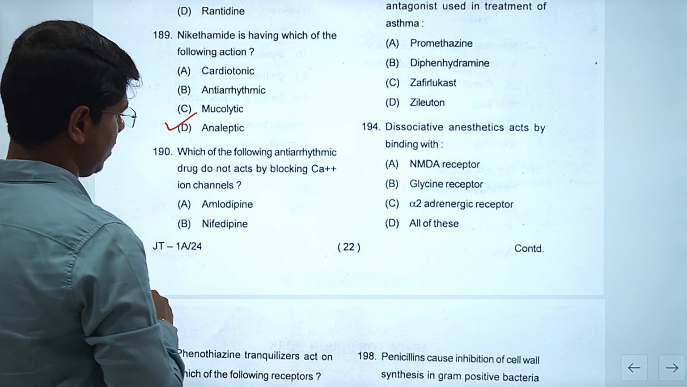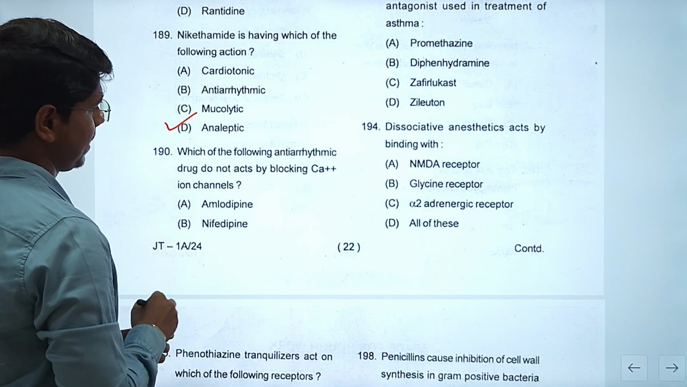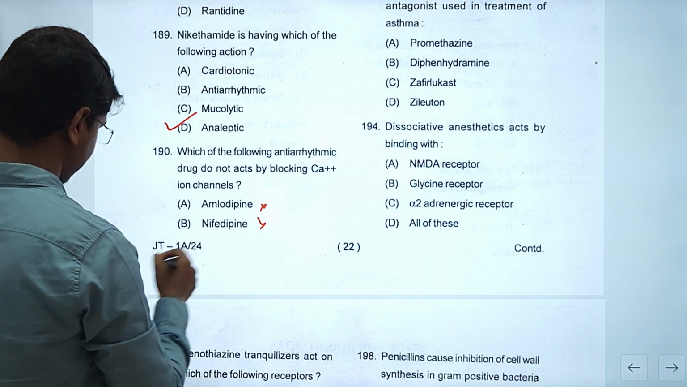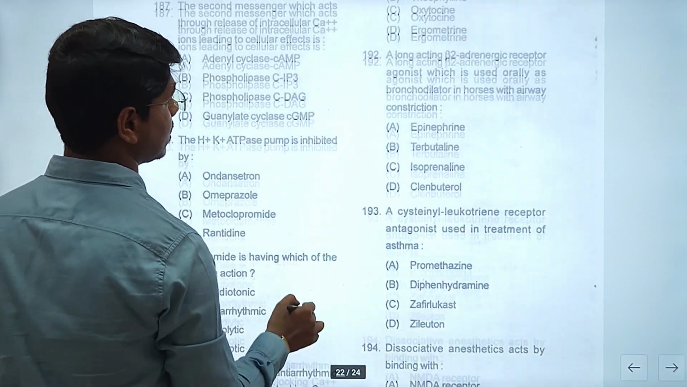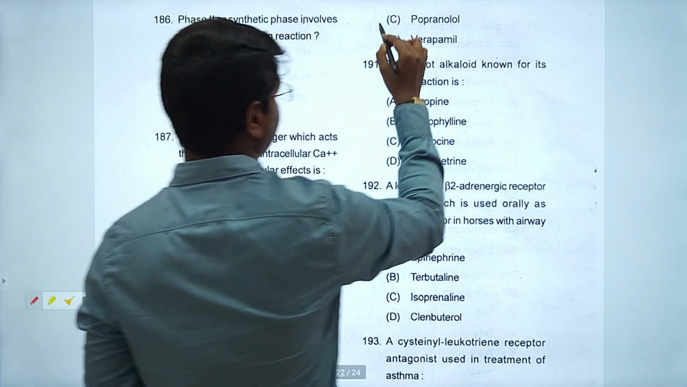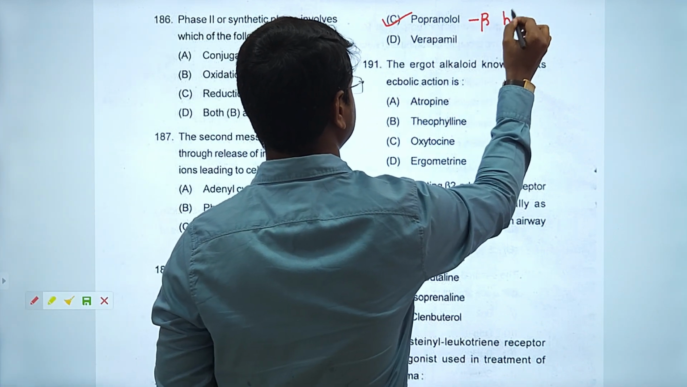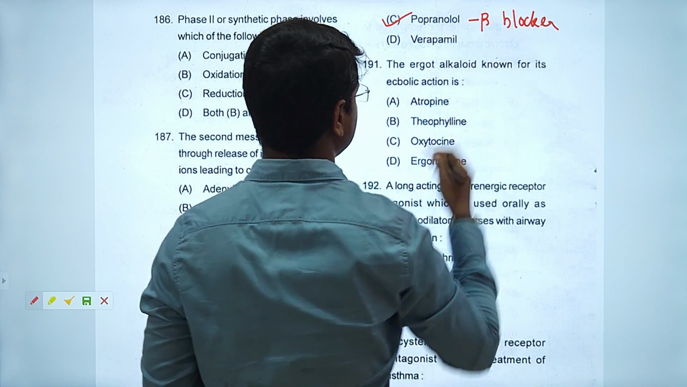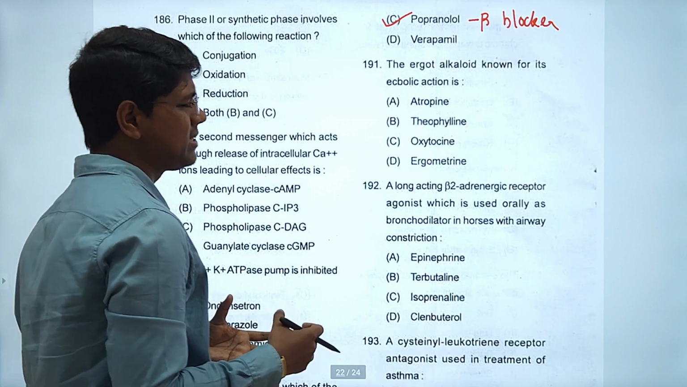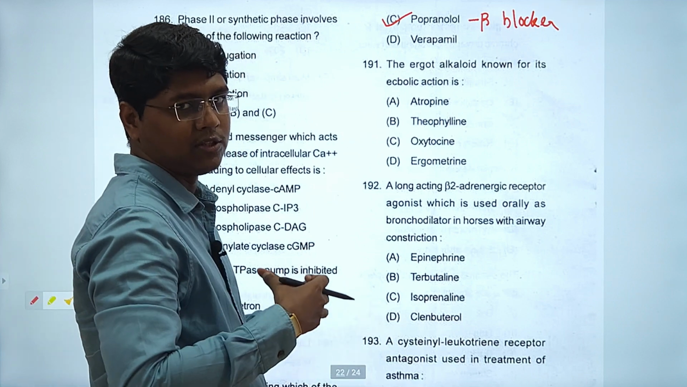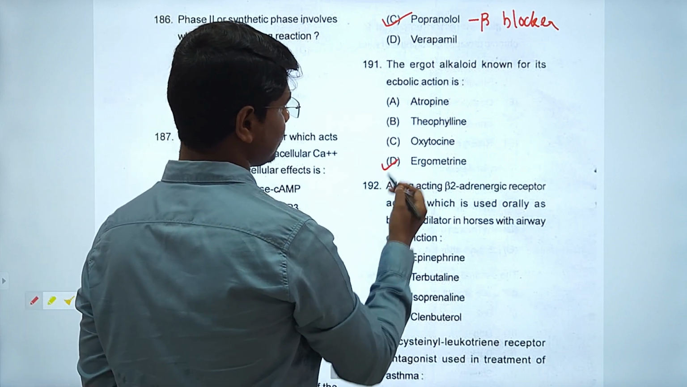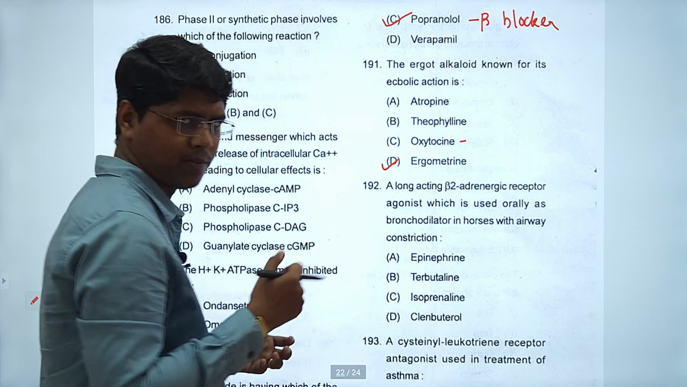Which of the following antiarrhythmic drug do not act by blocking calcium channel ions? No, nifedipine is also calcium channel blocker. Answer is propranolol. Is beta blocker. Verapamil is also calcium channel blocker. The ergot alkaloid known for its ecbolic action. Ecbolic means it promotes uterine contraction so that the uterine contents can get out, or it helps in healing also. The answer is ergometrine. Oxytocin is also ecbolic.